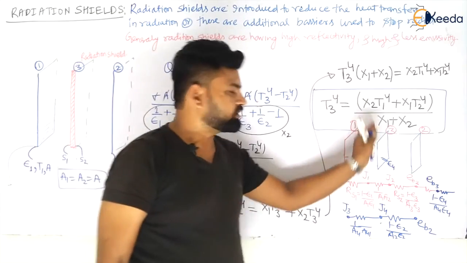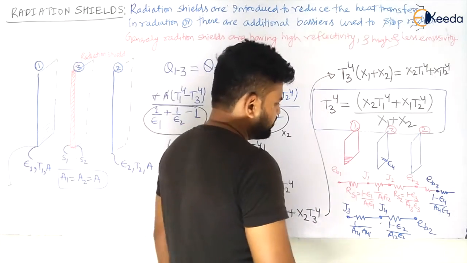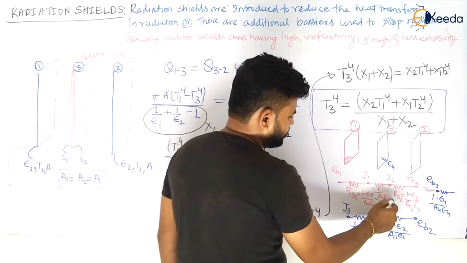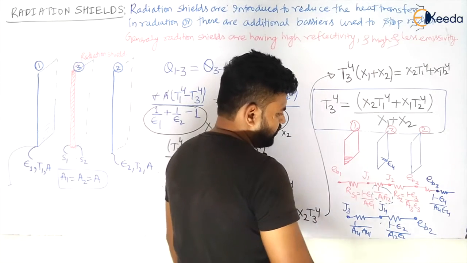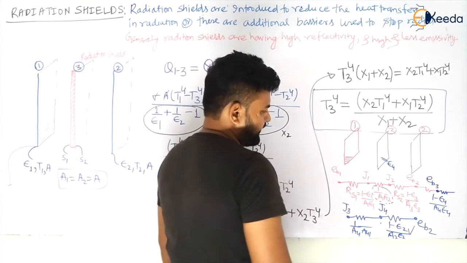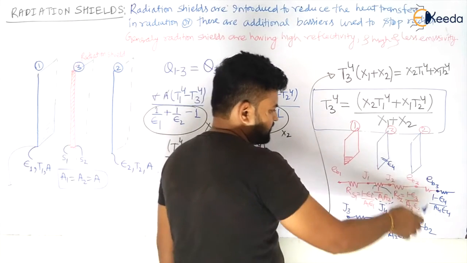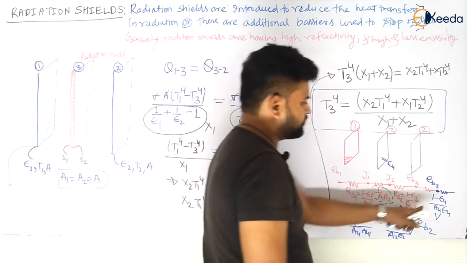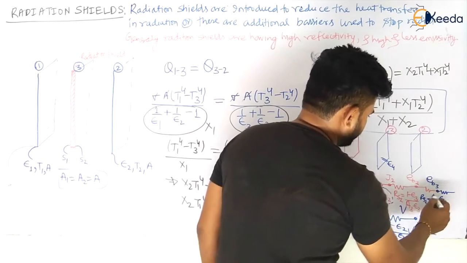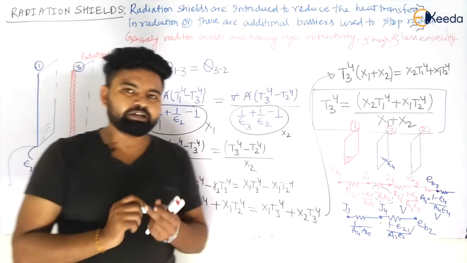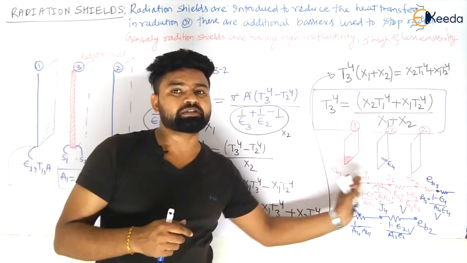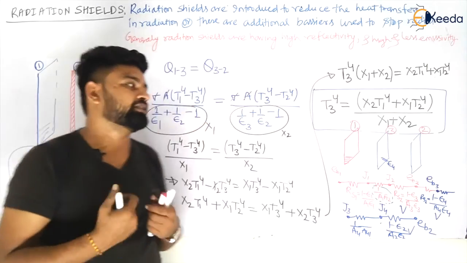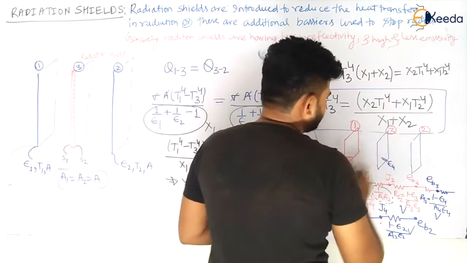So due to radiation shields, what is happening? Before, between these two plates there was only one space resistance. But now there is also another space resistance, and there are also two surface resistances, that is RS2 and RS3, my dear students. Hope this is clear. So when I am introducing radiation shields, then space resistances are increasing and surface resistances are also increasing.